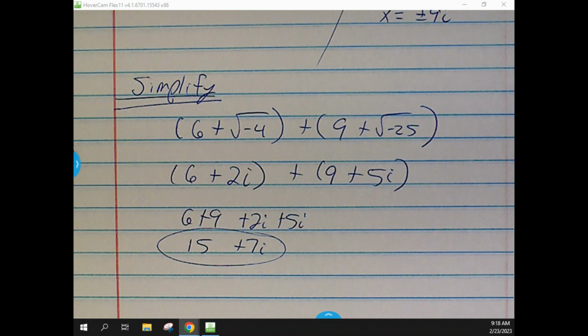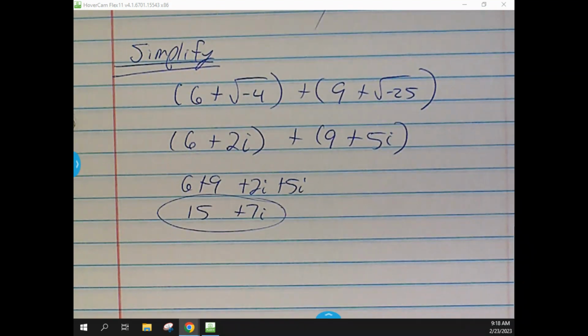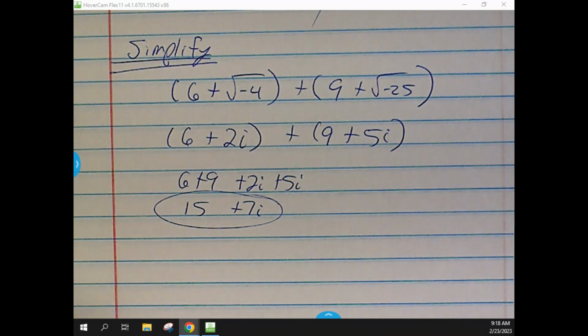Okay, so if they give you some parts where they ask you to simplify, it could be multiplication, it could be division, it could be subtraction. Just simplify your square root parts that you have. And then after that, you should be able to either do the distributive property or FOIL or combine like terms or whatever it is that they ask you to do.